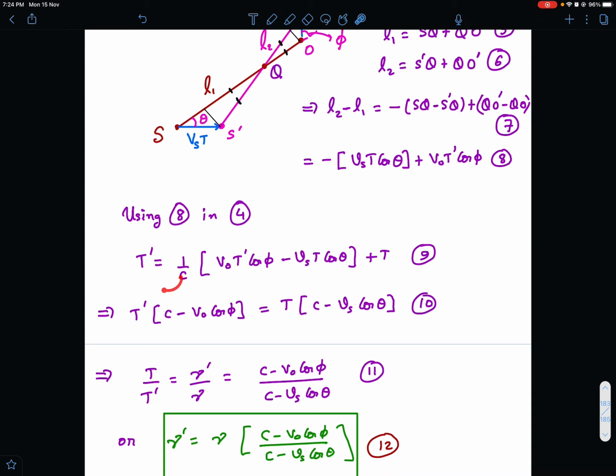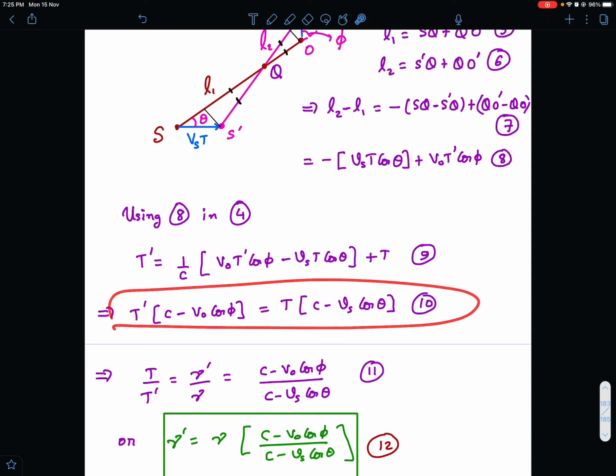So if I do that, t prime into c minus v naught cos phi. See, this c will go here, so this becomes ct prime, and then v naught t prime cos phi. If you take t prime common, this will become a minus on the other side, so this becomes t prime into c minus v naught cos phi, right? And on the right hand side you have t into c minus vs cos theta, right? Otherwise think of multiplying the whole equation by c and then rearranging. If you multiply this by c, this becomes ct, and then we have minus vst cos theta here, so t comes common and c minus vs cos theta.